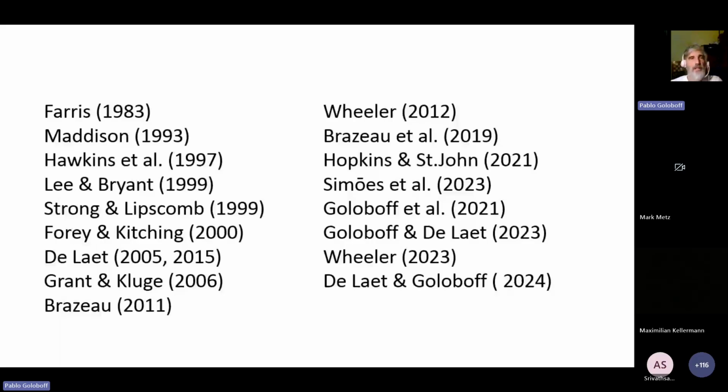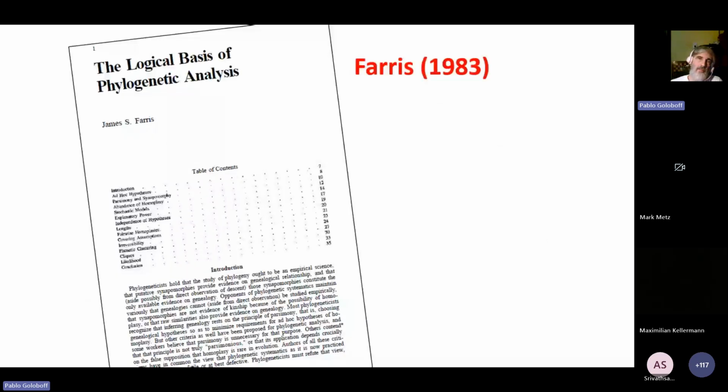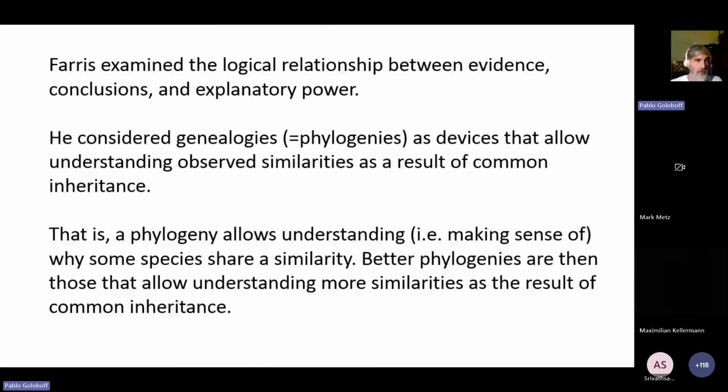The most important paper is the one that Farris published in 1983. He laid out the basic foundations for doing phylogenetic analysis, at least in terms of the justification that is used for analyzing inapplicable characters in TNT. What Farris did in that paper is examine the logical relationship between evidence, conclusions, and explanatory power.